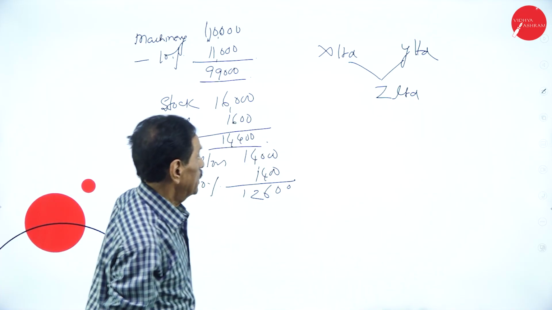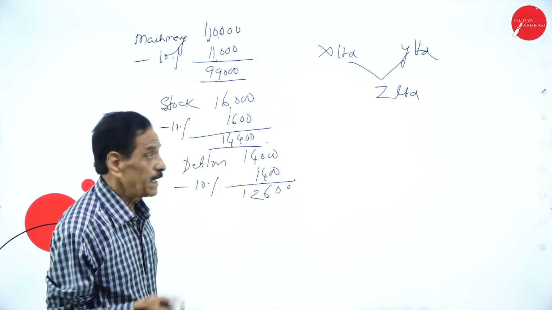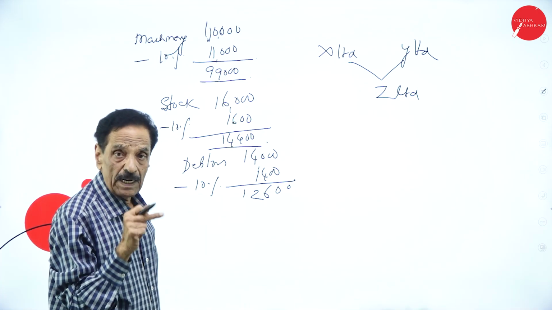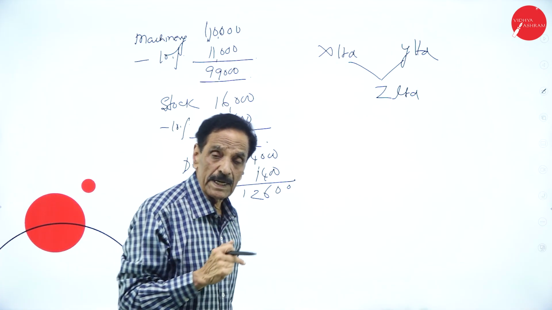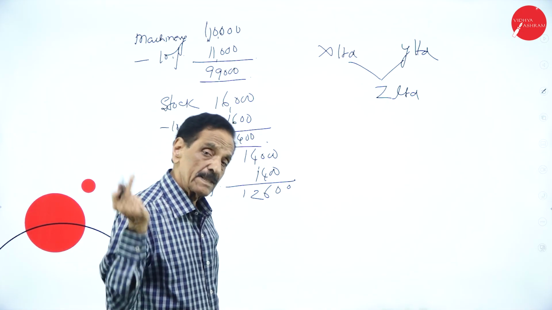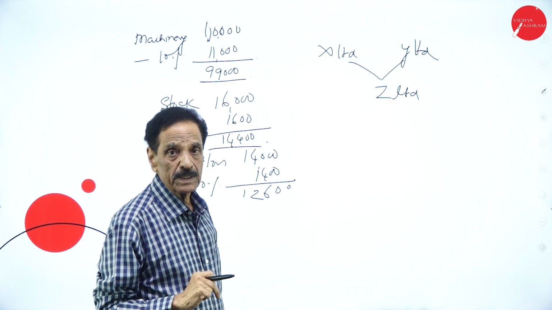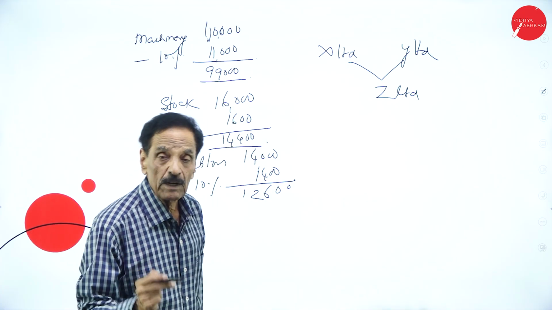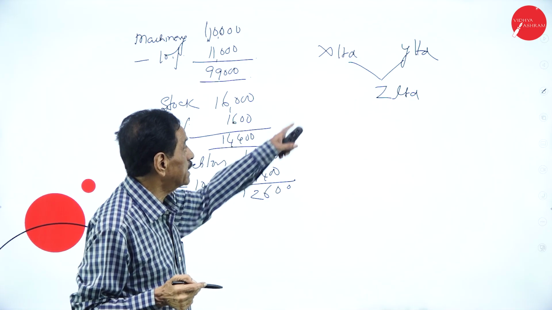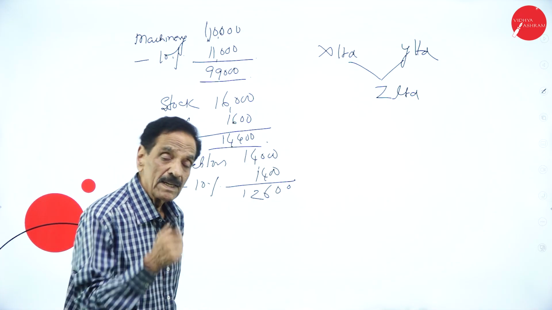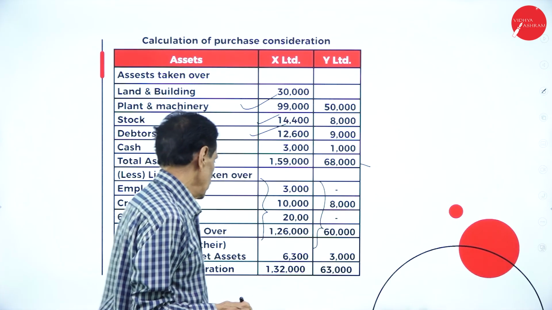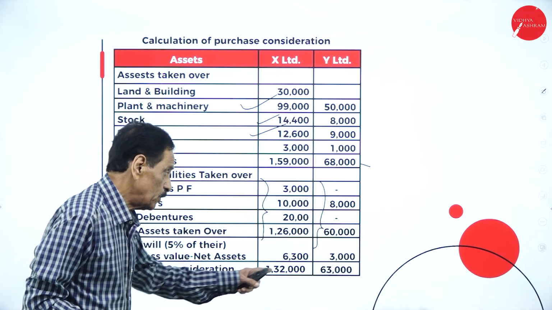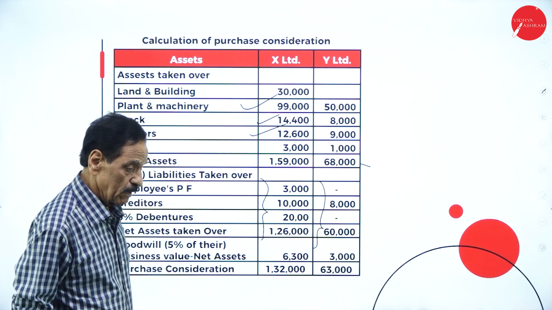So Z Limited is taking over the assets and liabilities of X Limited and the assets and liabilities of Y Limited. They are paying a sum price. That price we call the purchase consideration, which has been paid in the form of equity shares. They take over all the assets of X Limited, 10% less regarding Y, at book value. So the amount payable is 1,32,000 and another 63,000.